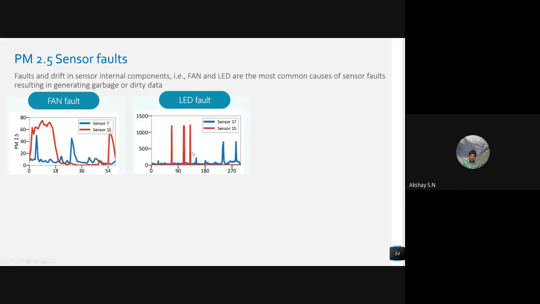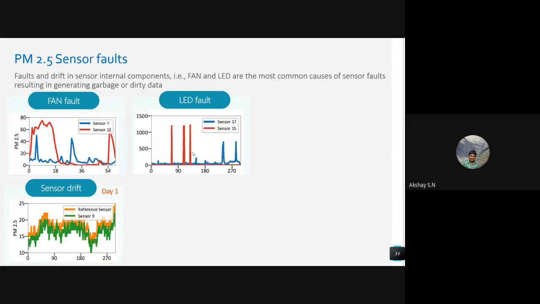And then the third and the most important problem in these pollution sensors is sensor drift. So let me explain that. There are two sensors. Let's say the orange is a reference sensor and sensor 9 is the other sensor. On day one, when I put these two sensors next to each other, you see both of the sensor data is very similar.